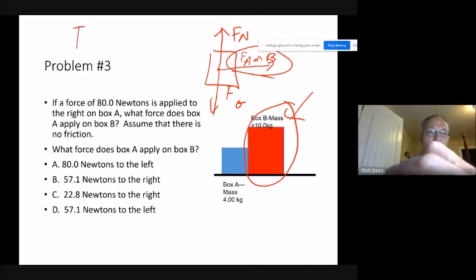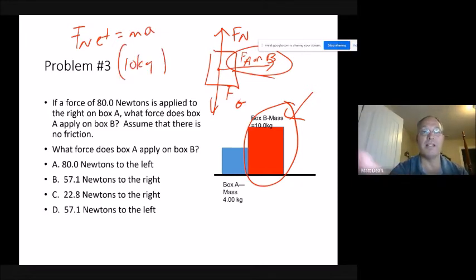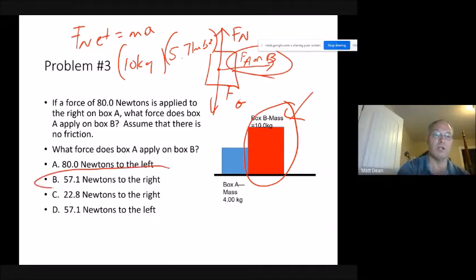So we can calculate it by using Newton's second law. In this case, take only the mass of box B, 10 kilograms, multiply it by the acceleration of box B, 5.71 meters per second squared, and end up with a net force of 57.1 newtons. And box A is pushing box B to the right. So our answer here would be B. All right, anyone have questions on problem 2 or 3? Because those can be a little confusing.